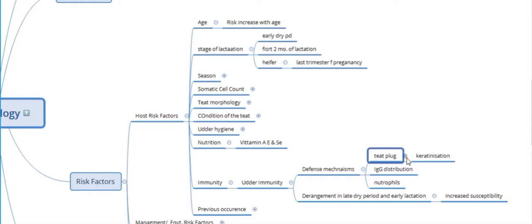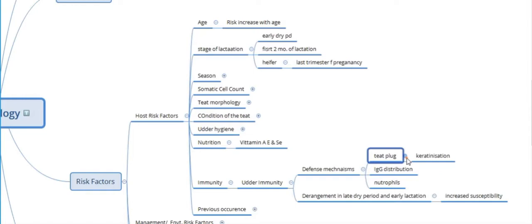So a large volume of milk will start to pool in the udder, which will cause the lowering of the humoral immune mechanisms present in the udder. Thus the late dry period and the first 2 months of lactation pose a very serious challenge to the udder with respect to immunity. So this derangement during the late dry period and early lactation can result in an increased susceptibility to mastitis.